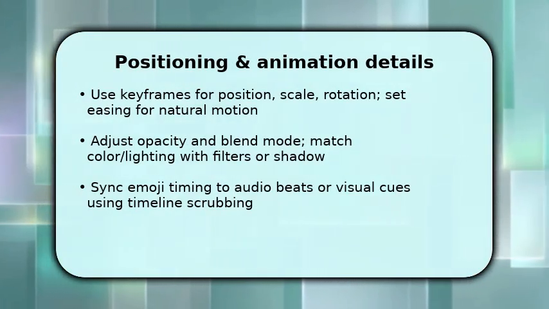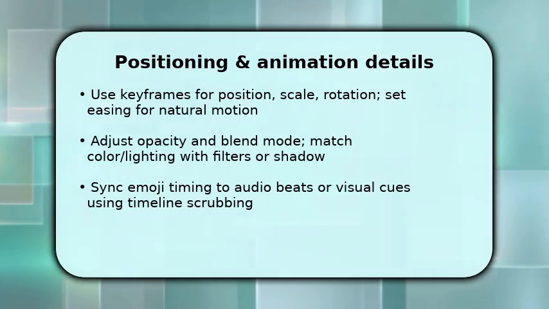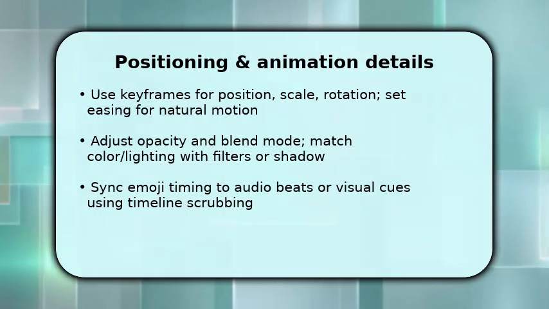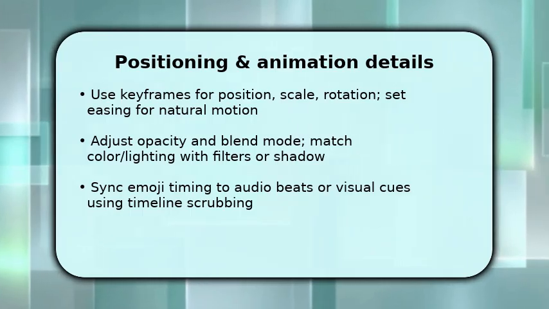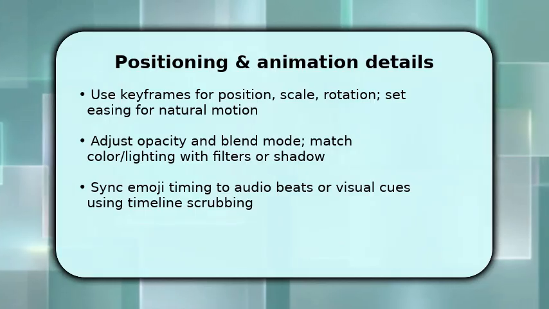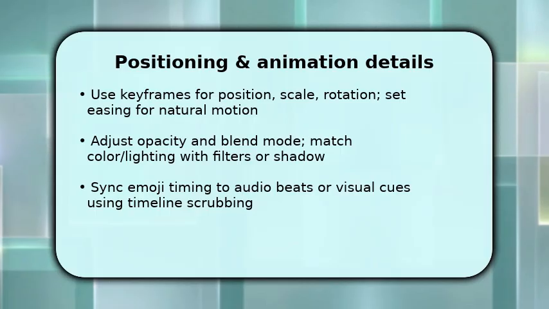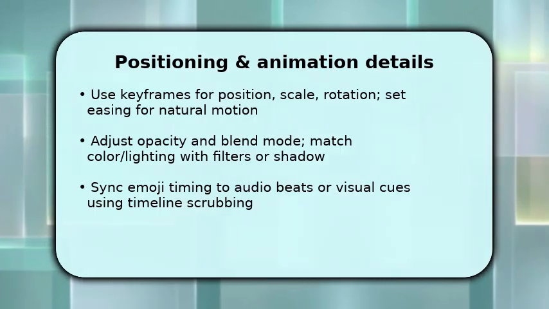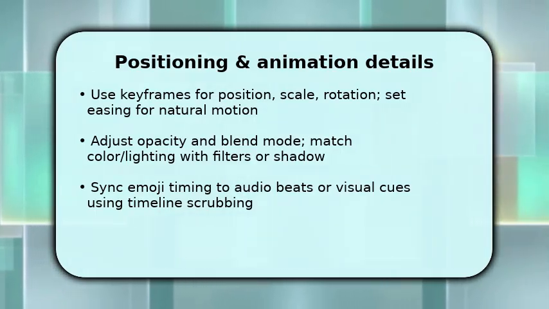Now you refine how the skull emoji moves and feels. You'll add keyframes to the overlay for position, scale, and rotation. Place the first keyframe where the motion begins and the next where it ends. Once keyframes are set, apply easing so movement accelerates or decelerates naturally. This prevents robotic jumps. Also, match the emoji to the scene by tweaking opacity, blend mode, and a subtle shadow or color grade so it looks like part of the footage rather than pasted on top.